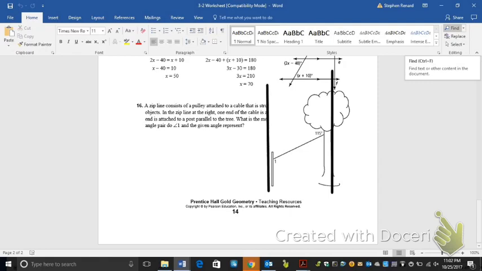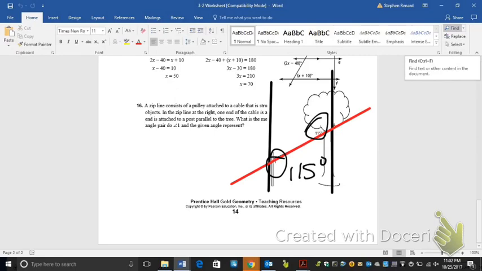So here we know that those two lines are going to be parallel. We know that then the zip line represents the transversal. So we know that that 115 right there and that 1 right there, they're going to be alternate interior angles, which means that they are going to be congruent, which means that that right there is also 115 degrees.